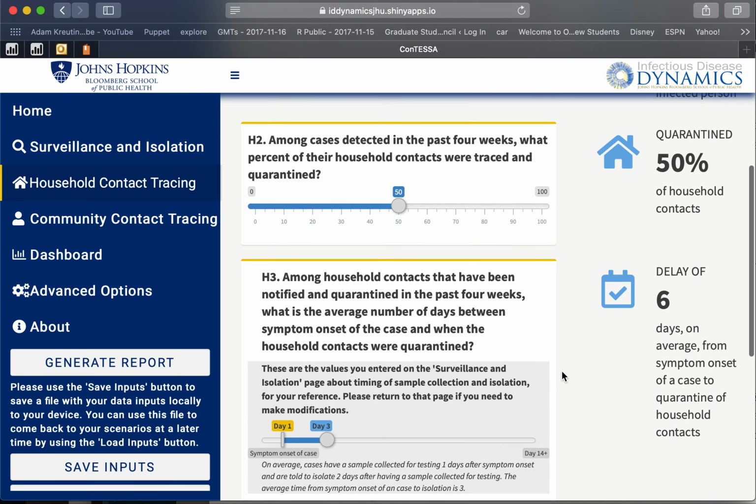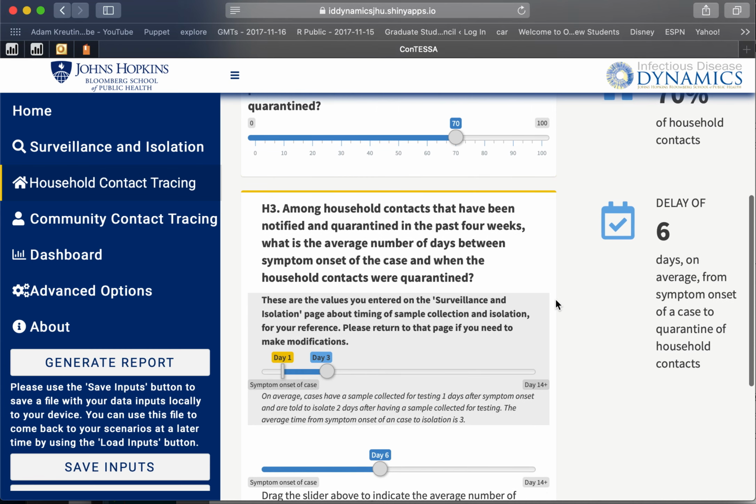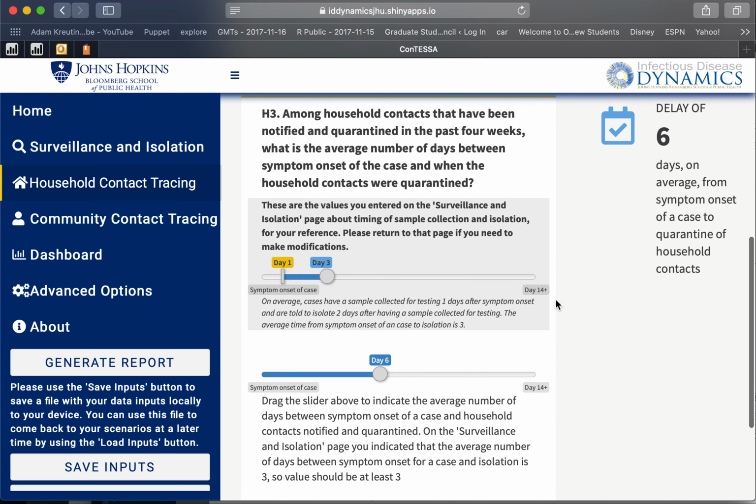And then among cases detected in the past 4 weeks, what percent of their household contacts were traced and quarantined? We're actually tracing and quarantining about 70% of household contacts, so we're doing pretty well there. And then how quickly are they getting notified and quarantined? We're actually notifying people within 1 day of the infected individual showing symptoms, getting isolated.